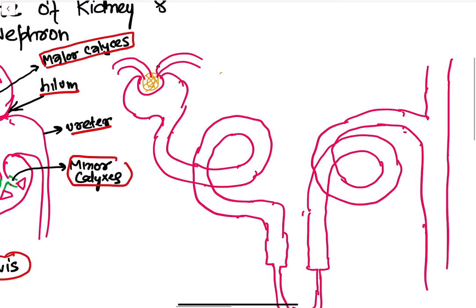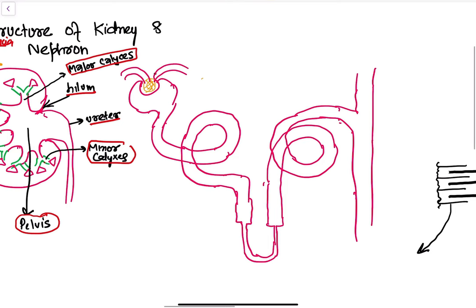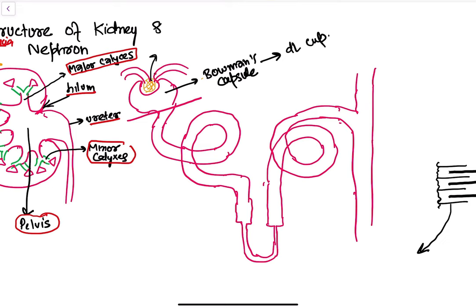Now about the structure of the nephron. Nephron is the structural and functional unit of the kidney. Nephron is divided into two parts. This part above this line is called the Malpighian corpuscle, and then there is the Malpighian tubule. In the Malpighian corpuscle, this double-walled cup is called Bowman's capsule. And this tuft of capillaries is called the glomerulus.